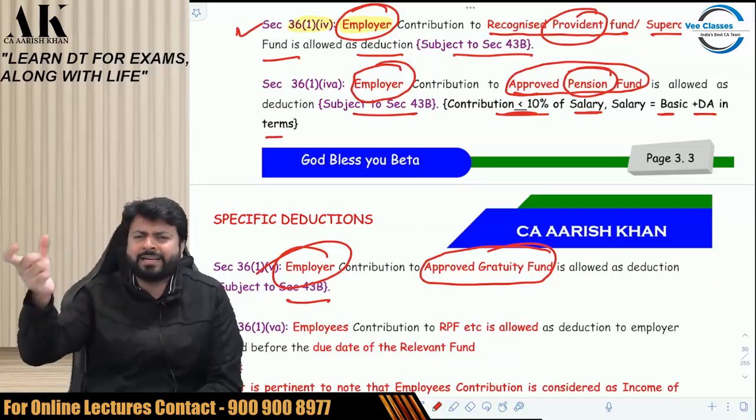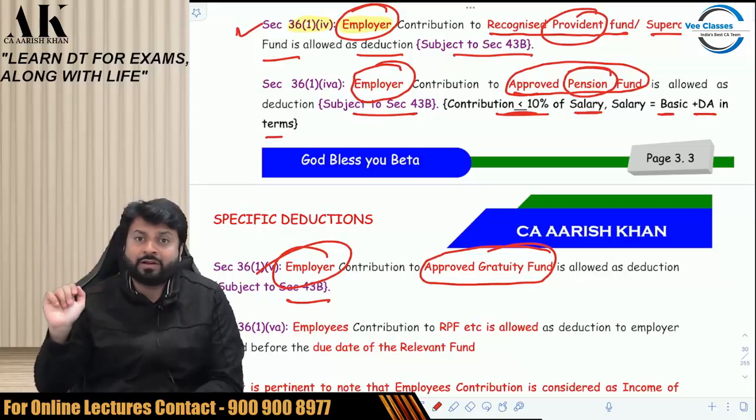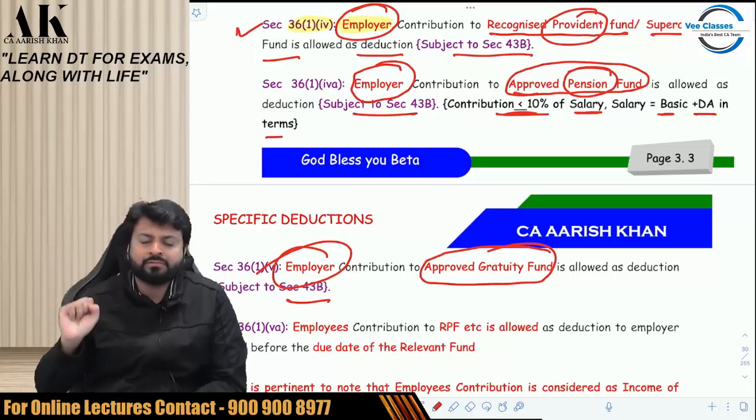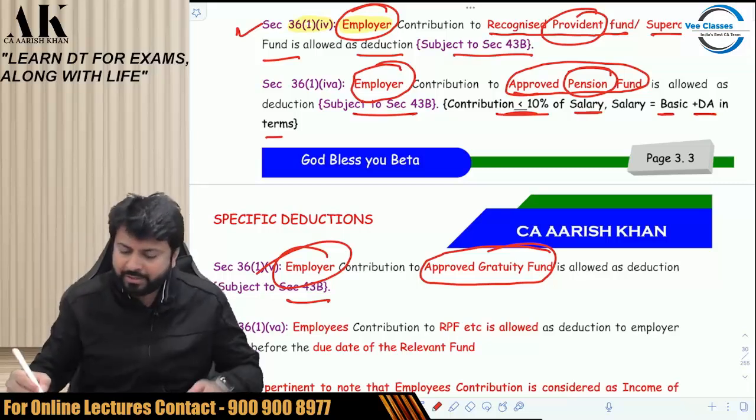So if the salary is 30 lakh and you are contributing 4 lakh, then 3 lakh will be allowed. I am not saying the entire 4 lakh will be disallowed. I am not saying that. 3 lakh will be allowed. And employer contribution to approved gratuity fund, allowed. Okay. Now coming to the fourth point.